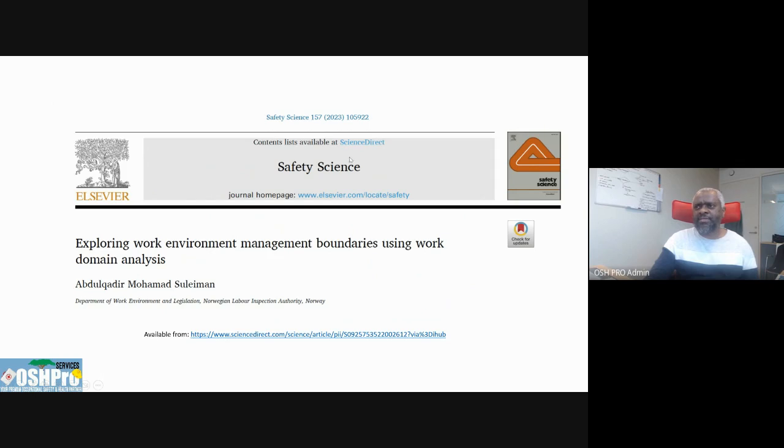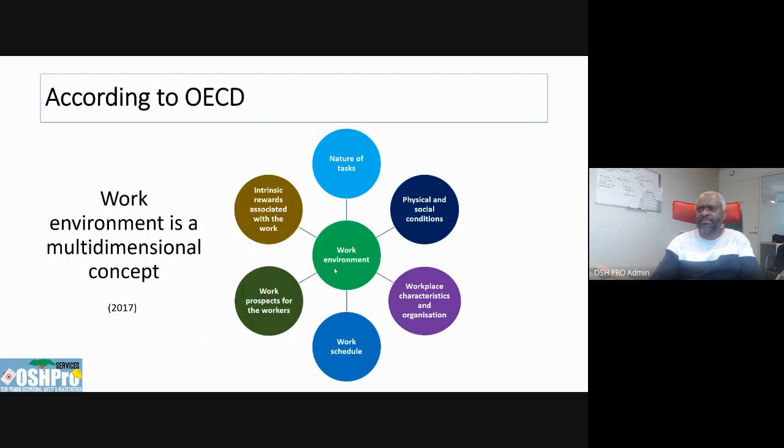The article is published in Safety Science, one of the leading international journals on safety and occupational health generally. There is a link there, so when you get the presentations, which will be made available after this session from the web page from where you logged in, then you can access the article for those who would be interested to read the entire article. It's quite long, but maybe some people will be interested, so you'll be able to access it.